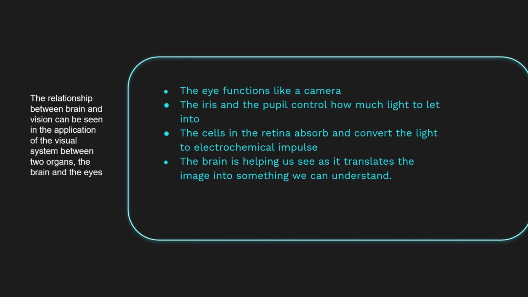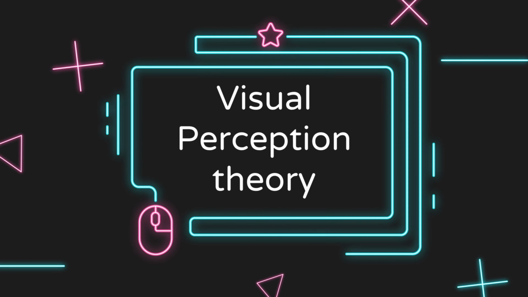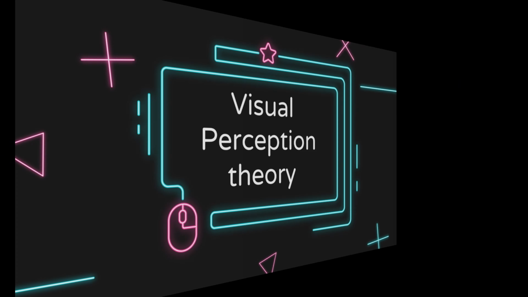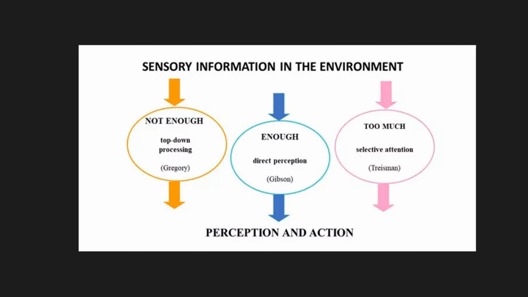In order to receive information from the environment, we are equipped with sense organs such as the eye, ear, and nose. Each sense organ is part of a sensory system which receives sensory inputs and transmits sensory information to the brain. Three types of visual perception theory. The first is when there is not enough sensory information, which is called top-down processing, or Gregory. The second is when there is enough sensory information, which is called direct perception, or Gibson. If there is too much sensory information in the environment, it is called selective attention, or Treisman.